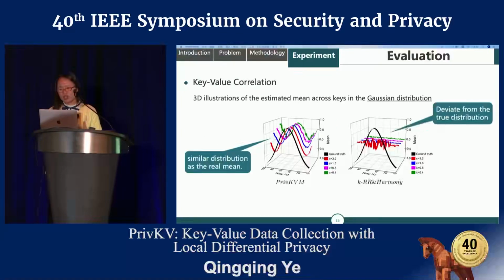To show how well the key value correlation is retained, we show these 2 figures. Here, the black line denotes the true Gaussian distribution. We observe that the estimate mean of PrivKVM follows a very similar distribution as the real mean in the left figure. However, for a combination method, KRR and Harmony, the result seems very flat. It also deviates from the true distribution. This indicates key value correlation is well retained in PrivKVM.